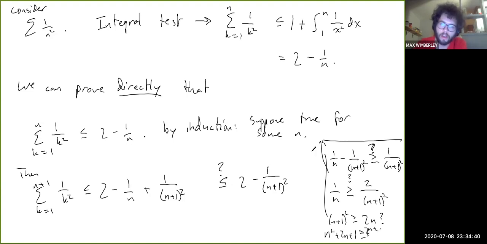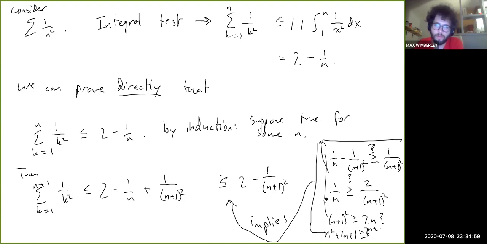So basically, this logic here implies that this inequality is true, right? And so then that completes the inductive step, right? So if you reverse this logic, you start with the fact that n squared plus 2n plus 1 is greater than or equal to 2n, so n plus 1 squared is greater than or equal to 2n. You flip it all around, so then this is bigger than this, so then 2 minus this is less than or equal to 2 minus this. That's how you get here, okay? And so that proves the bound, right?